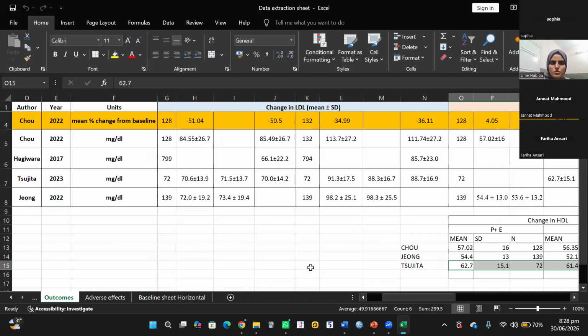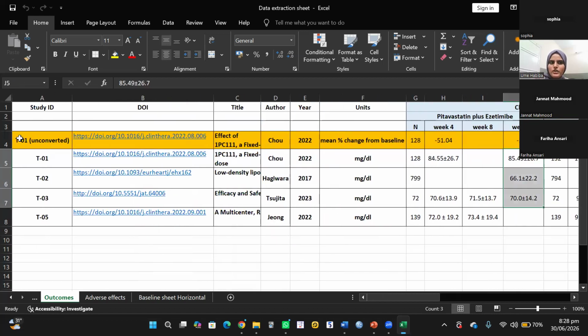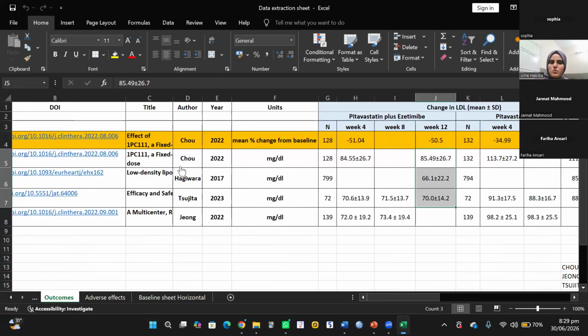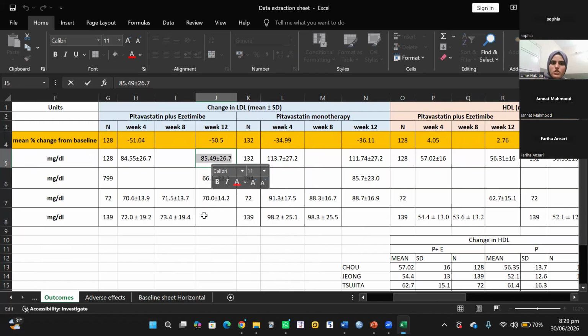So what I'm going to do is take this data. We're not considering the yellow one because it had unconverted values, and later we had to convert them because they had given values in some other unit. So these two are the same studies. I'm taking this one because it's of the same unit. These 3 I'm going to analyze.